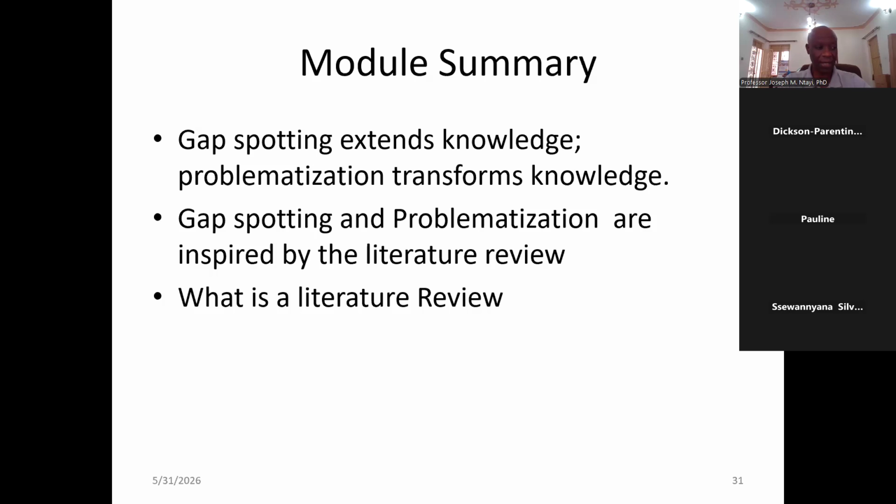So, ladies and gentlemen, as we can see from this slide, the last bullet simply tells us that this problematization and gap spotting are inspired by literature. As I said, at an opportune moment, we shall go through literature review. But if I don't, allow me to say something here as I move towards closing.